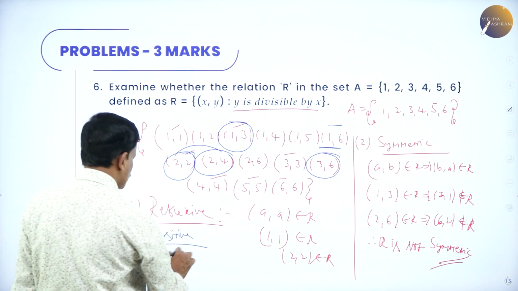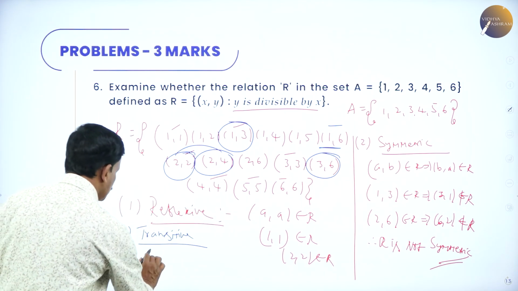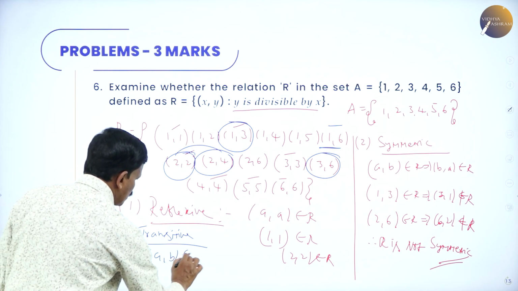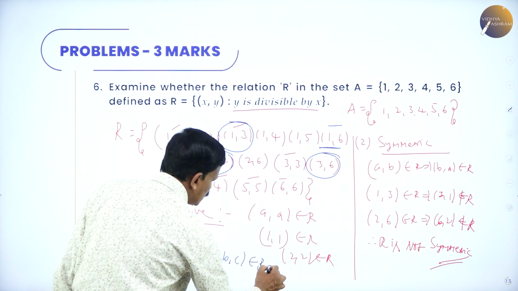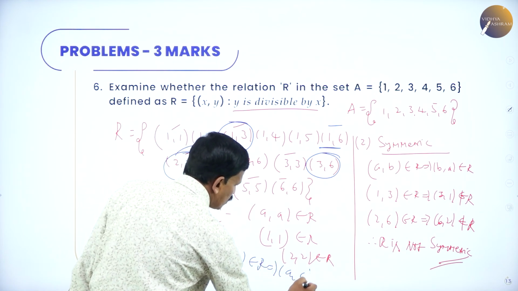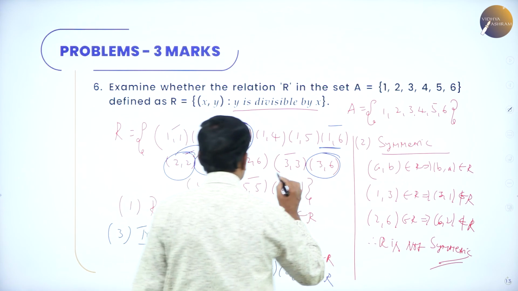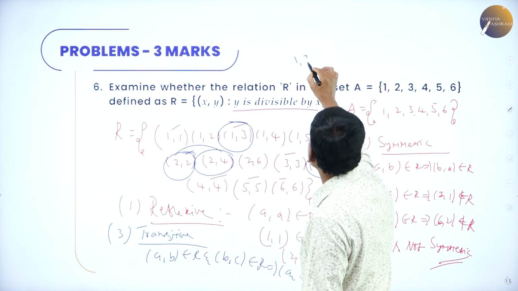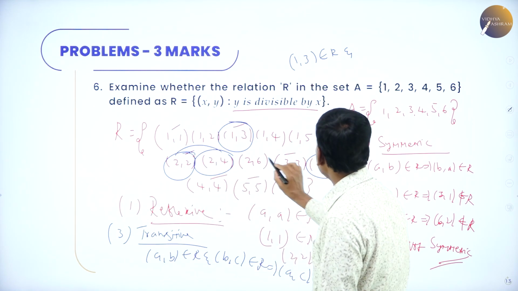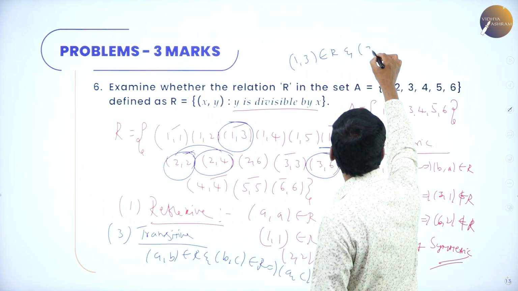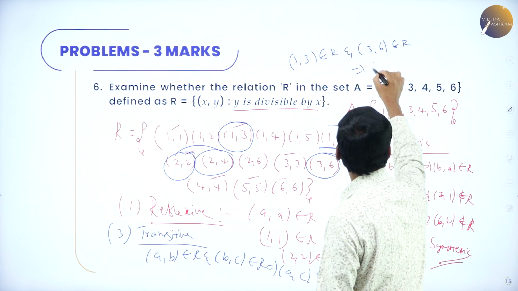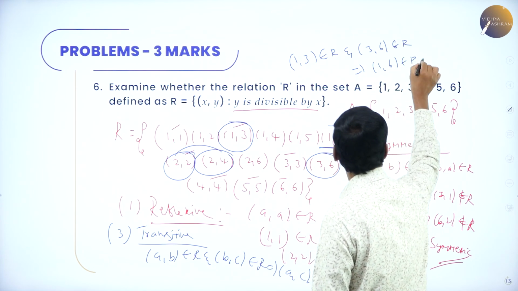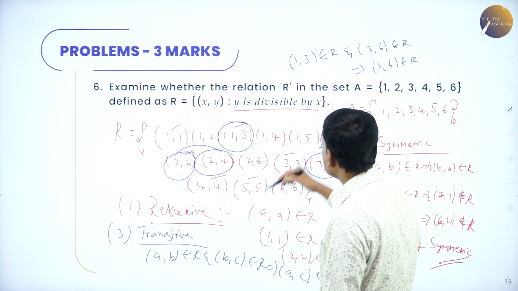Transitive. What is the property? (A, B) belongs to R and (B, C) belongs to R implies (A, C) also belongs to R. Let us take this element. (1, 3) belongs to R and (3, 6) belongs to R implies 3 gets cancelled, (1, 6) belongs to R. (1, 6) is also in the set.